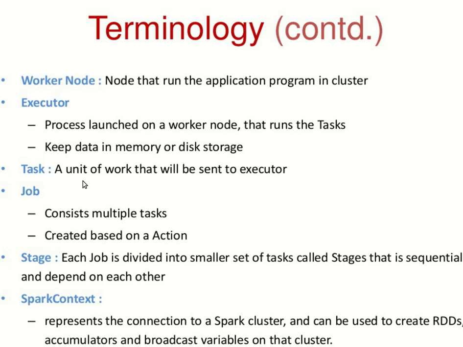The tasks are the unit of work that you are sending to an executor, and a job can consist of multiple tasks. This is the internal pipeline that you have. The terminology inside Spark is that you can separate each job into stages that are sequential. This is like your pipeline.